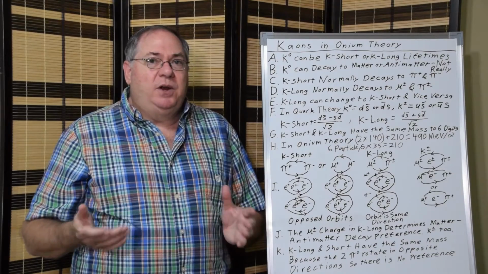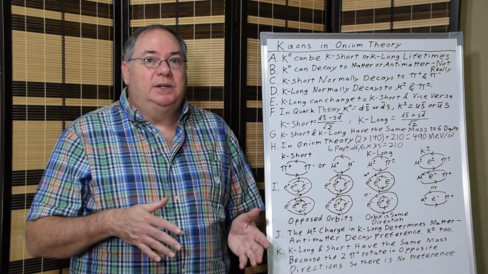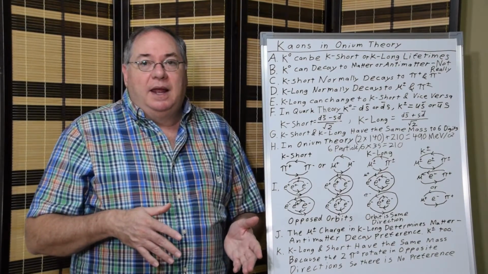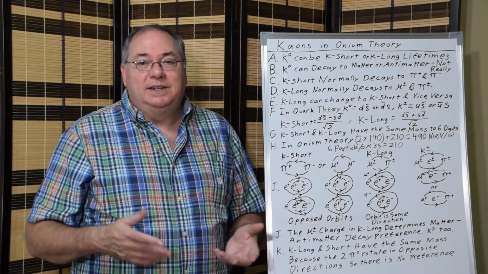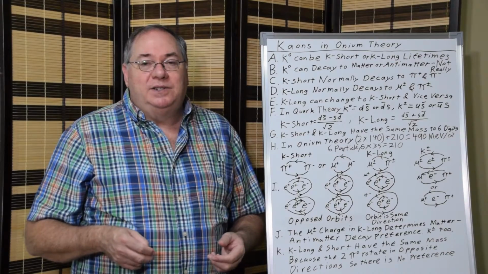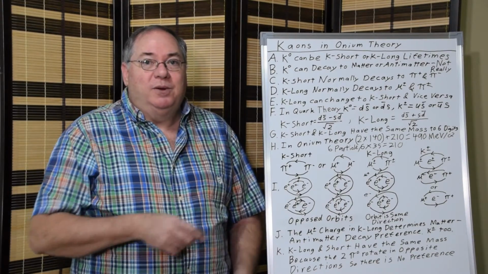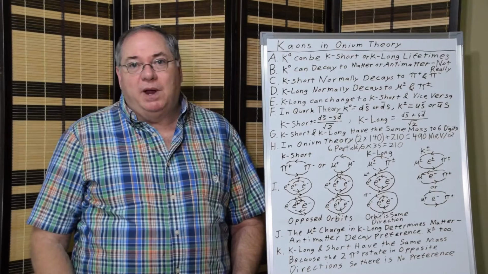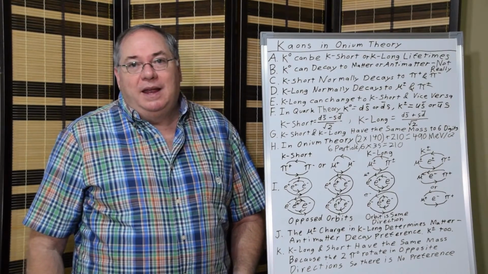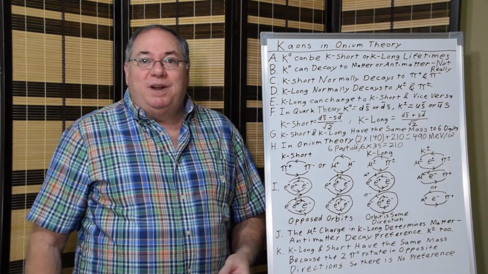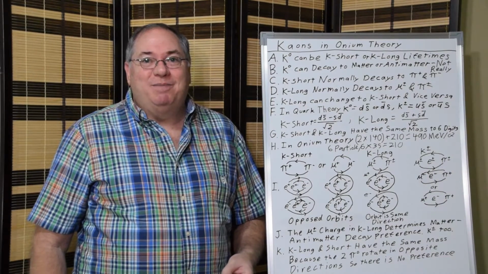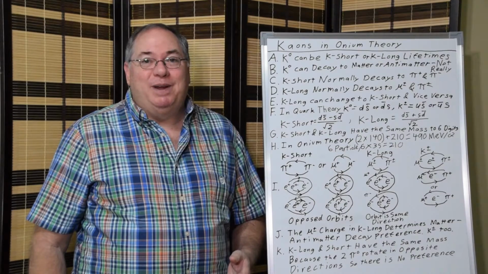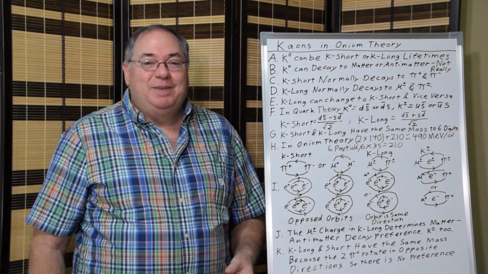So once again, the Onium model clearly explains what's going on. And this is based on physics from the 1960s that's been ignored by standard model theorists that are trying to promote the nonsensical quark model. Anyway, I hope you enjoyed my video about kaons and learned something about the Onium theory, and also learned something about why the quark theory is so bad.